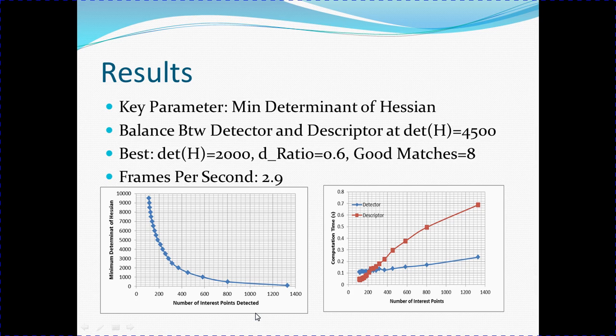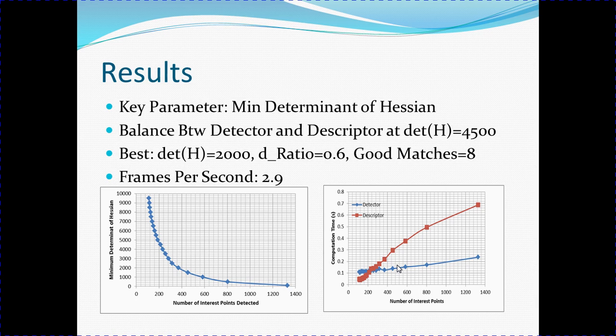Because of the computationally intense nature of the problem, frame rate was limited to below 10 frames per second for most combinations. In respect to computational speed, an optimum balance between the detector and descriptor computation was found to be around 200 interest points, which corresponds to a determinant of 4,500. While this threshold allowed for fast computation, object recognition was significantly decreased at a distance beyond a few inches. The best minimum determinant in terms of speed and recognition was found to be around 2,000.